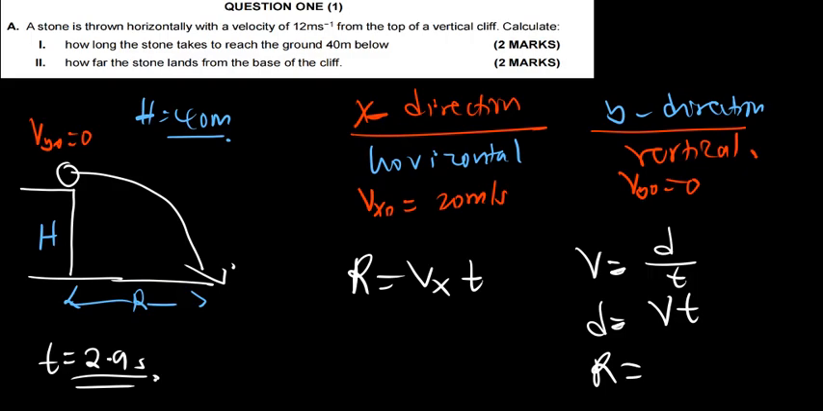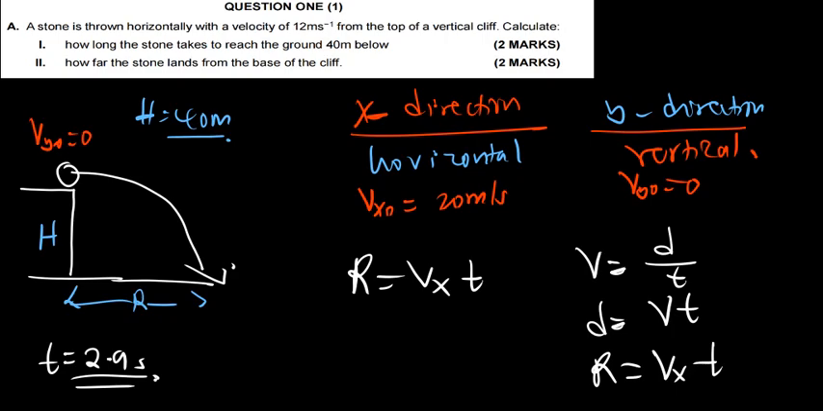You need to specify, because we have the velocity in x and the velocity in y, since projectile motion is a motion in 2 dimensions. So we need to specify which velocity we're talking about. We're talking about the velocity in the x direction, so Vx times t. The t is the total time, the time it took the stone to reach the level ground.